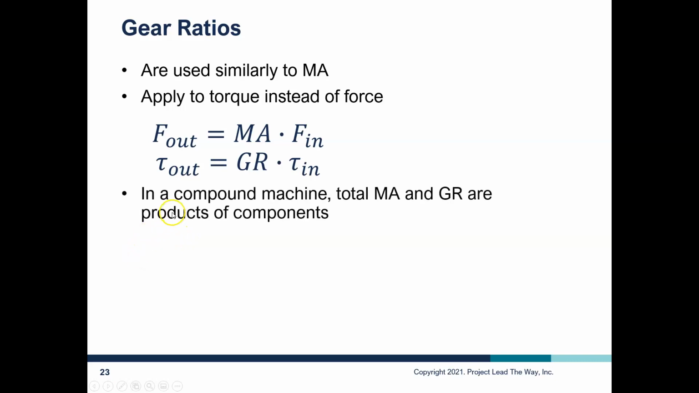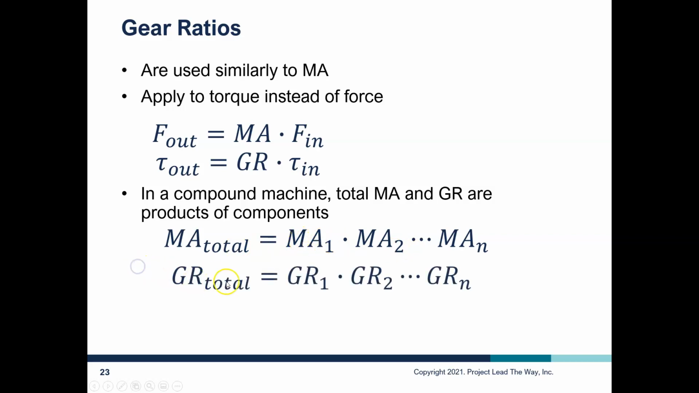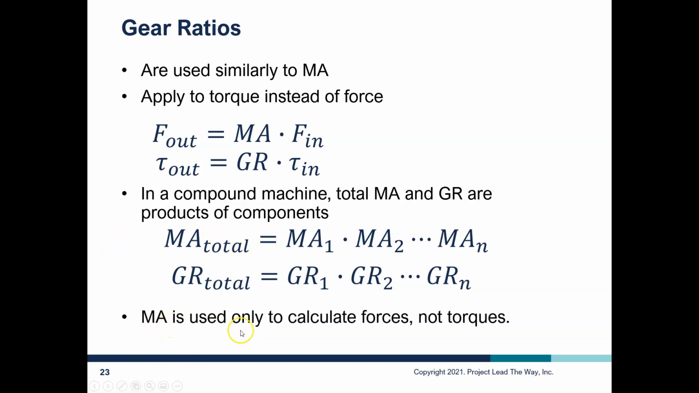In a compound machine, the total MA and GR are products of the components, so we can only multiply our mechanical advantages, and we can only multiply our gear ratios, but we can't combine those two to figure out the total mechanical advantage and gear ratio together. So again, mechanical advantage is only used to calculate forces and not torque, and gear ratio is used only to calculate torques and not forces.